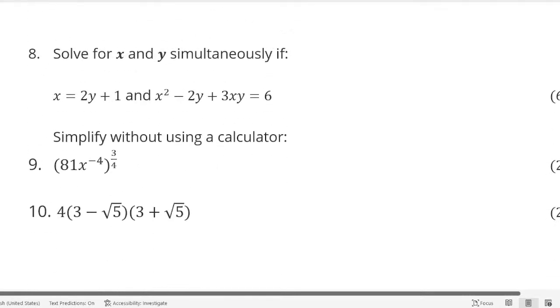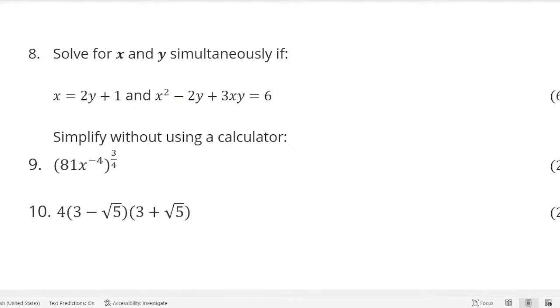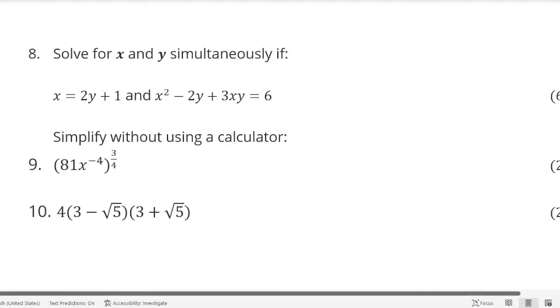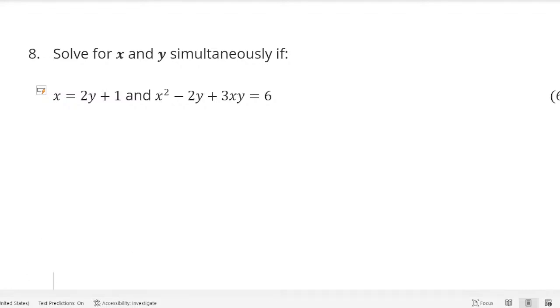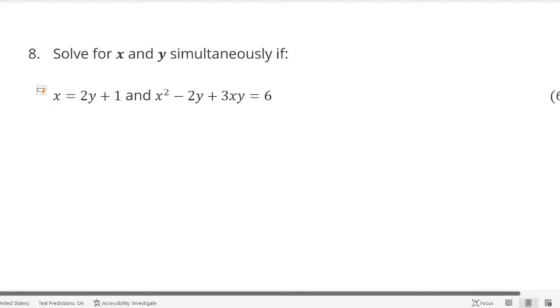Okay, let's solve another simultaneous equation. Alright, so here it says number 8, solve for x and y simultaneously. That is, you solve for x and y at the same time. Here, remember, simultaneous equation on the exam, it has 6 marks because it's long. Here they made things easier for us. They said x is equal to 2y plus 1, so we'll make this as equation 1.